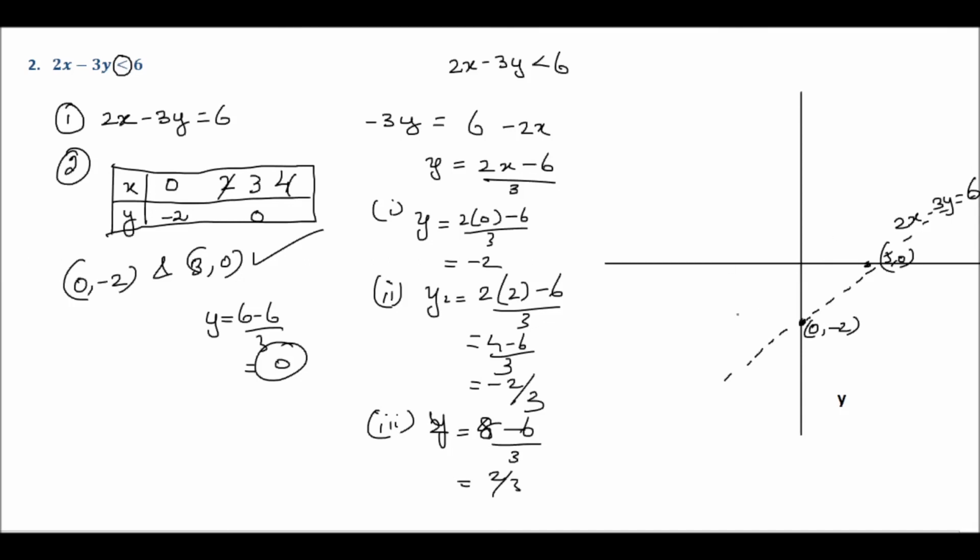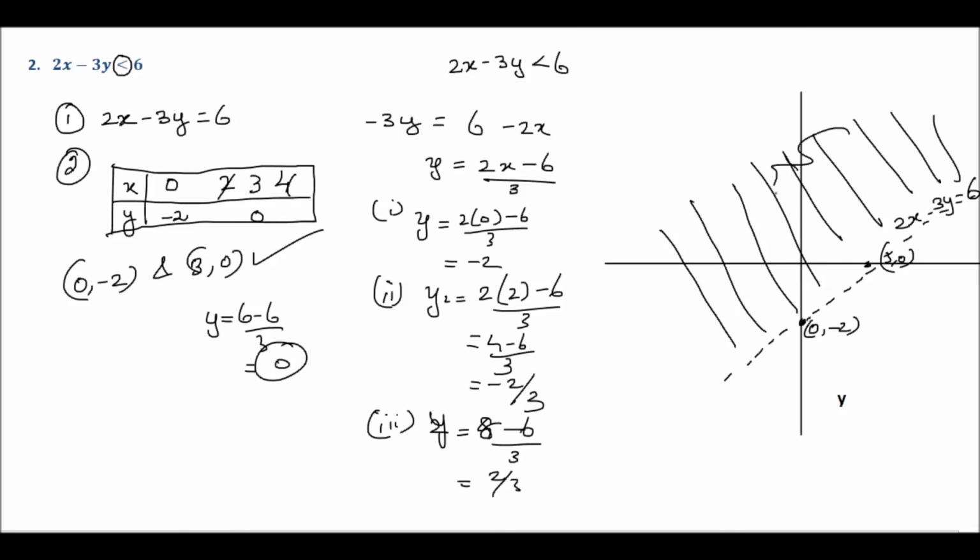What is the region for the negative side, which is here? I am shading it like this. The desired region lies here. Now understood as I wrote? Now the graph looks like this.